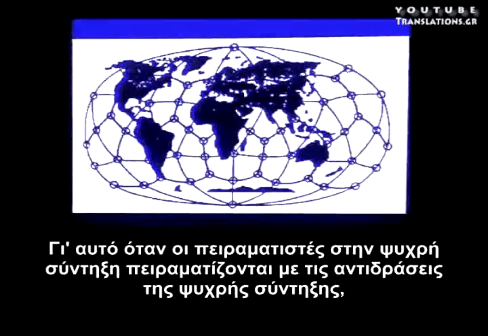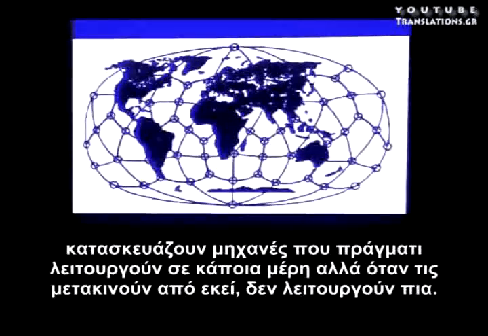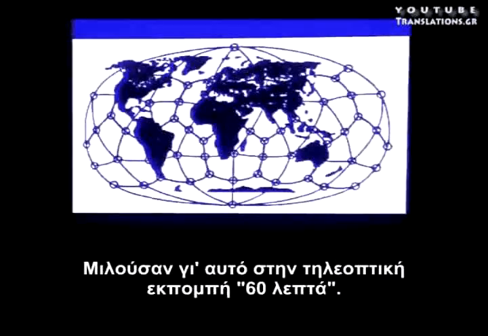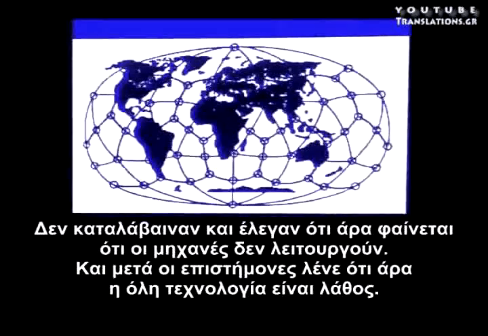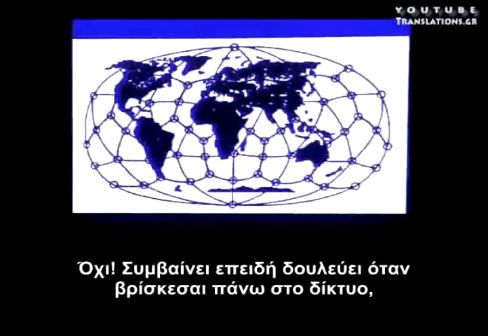That's why with these cold fusion guys, they're looking at the cold fusion reactions. They build devices that actually work in some places, but then they bring it somewhere else and it doesn't work anymore. It's on 60 Minutes. They've talked about this. Oh, we don't understand. It must not work. And then the scientists say, well, the whole technology is wrong. No. It's because if you're on the grid, it's going to work.